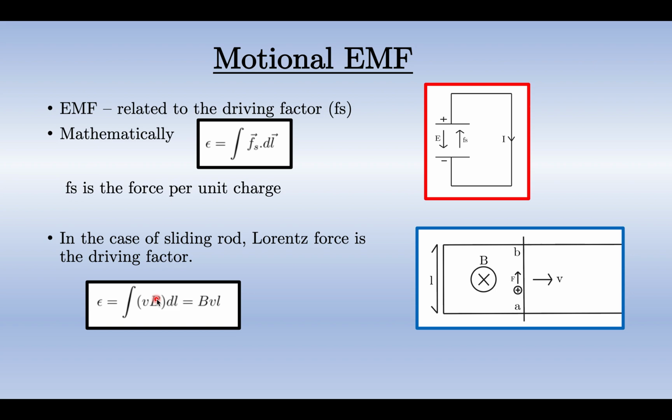We can take the Lorentz force to be qvB, and since it's per unit charge, it will just be vB, and then integrated over this length, we get BvL, and this is the main result regarding motional EMF. In this case, the Lorentz force is the driving factor, and in, let's say, a battery or a cell, it will be the chemical reactions that drive the movement of the charges. So this formula is quite important, as well as this idea of taking the integral.